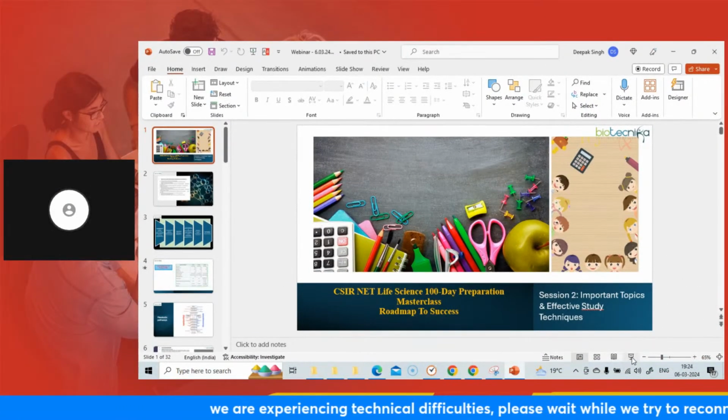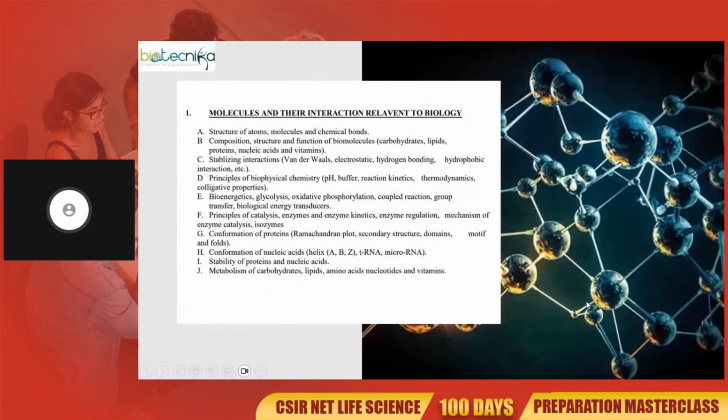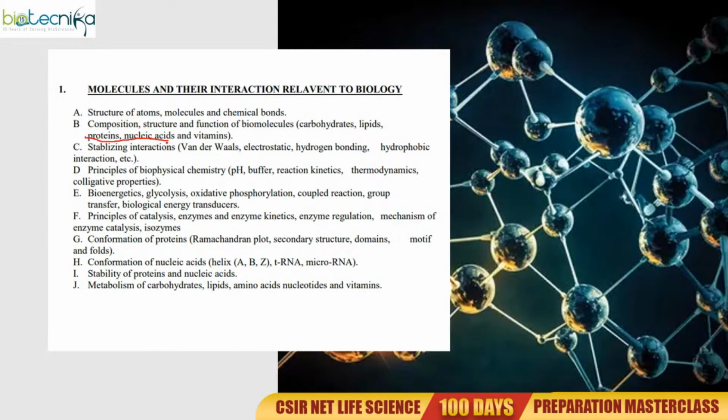Yeah, I was just speaking regarding the important topics from each of these units. To begin with, we have the biochemistry part, right? In that case, the important topics include the structure of proteins, nucleic acids, and even amino acid structures are also important. Apart from that, stabilizing interactions are there.